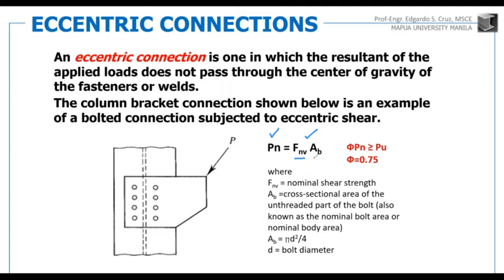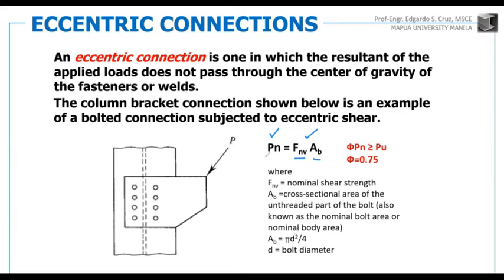Tapos yung A sub B, this is the cross-sectional area of the unthreaded part of the bolt, also known as the nominal bolt area or the nominal body area. Basically, that would be pi over 4 diameter square, wherein diameter is the diameter of the bolt or rivet. Kasi yun yung nasi-sheared off na area for the part of the bolt. Bilog naman kasi yung cross-sectional area ng bolt, kaya pi over 4 diameter square.